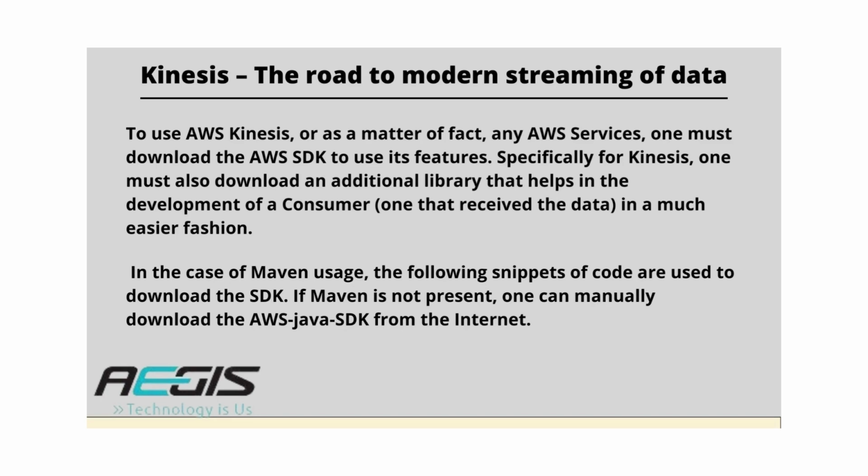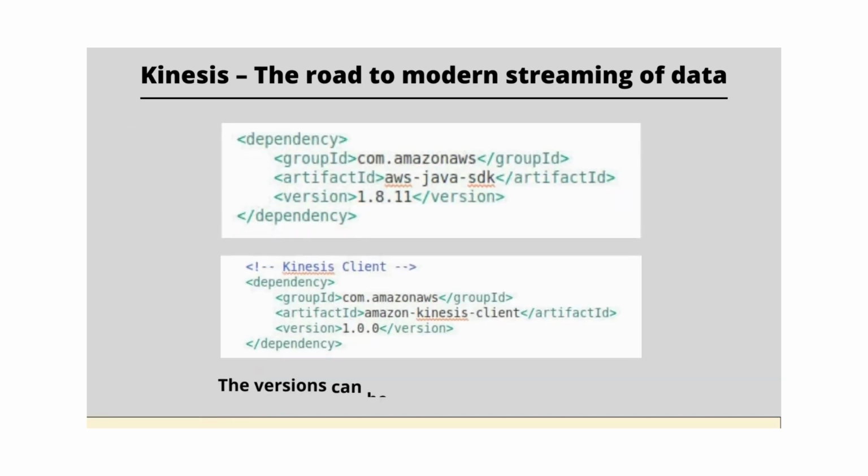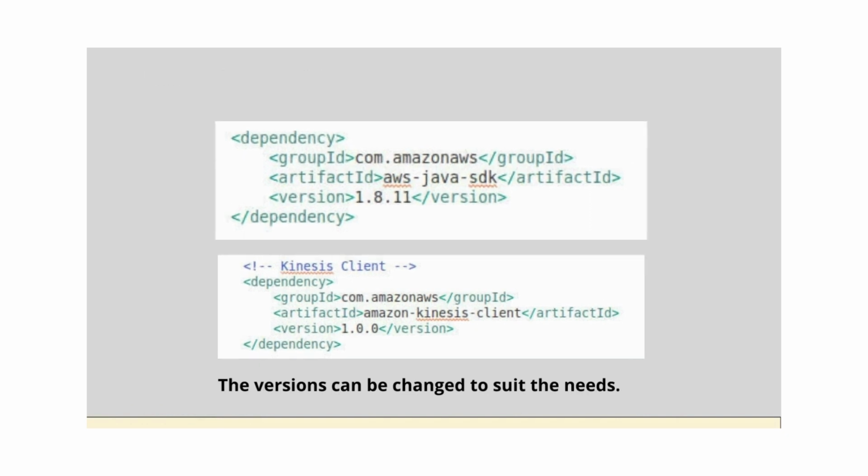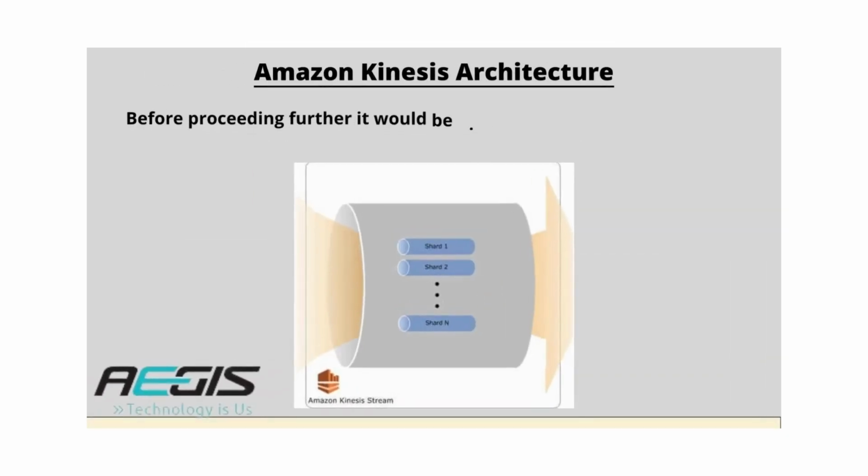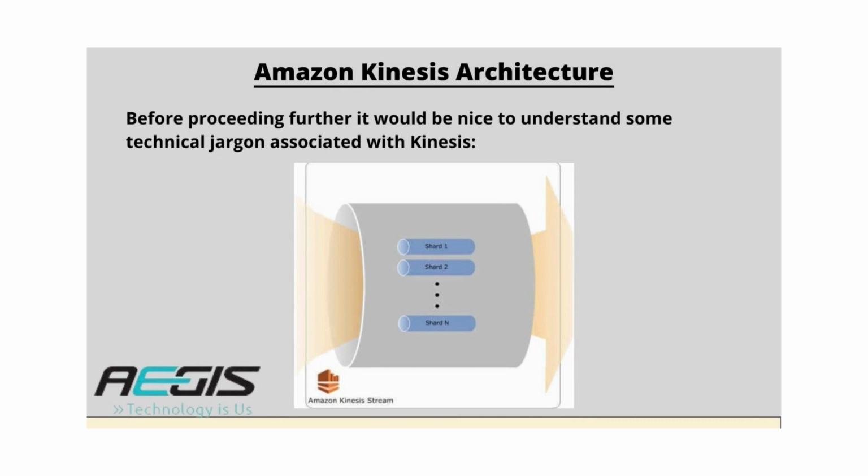In the case of Maven usage, the following snippets of code are used to download the SDK. If Maven is not present, one can manually download the AWS Java SDK from the internet. Check this out in the below snapshots as mentioned here. The versions can be changed to suit the needs. Next, understand Amazon Kinesis Architecture.